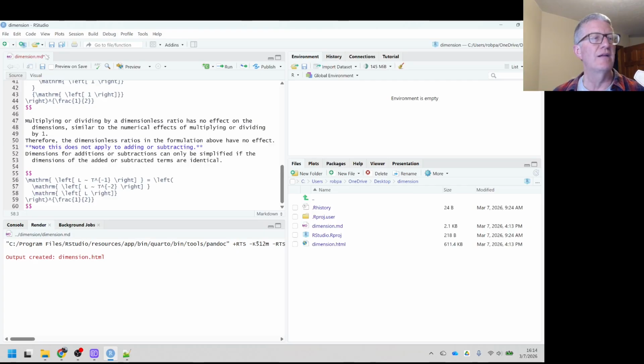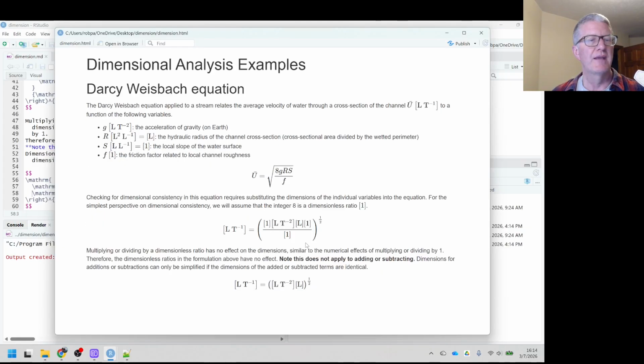So let's see what that looks like and make sure it makes sense relative to our derivation. I can preview this. And we can see that if we get rid of all of these dimensionless ratios, then we're going to end up with just the acceleration and the hydraulic radius, and that 1/2 exponent showing our square root.